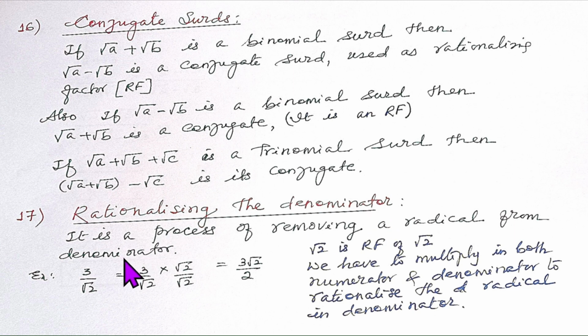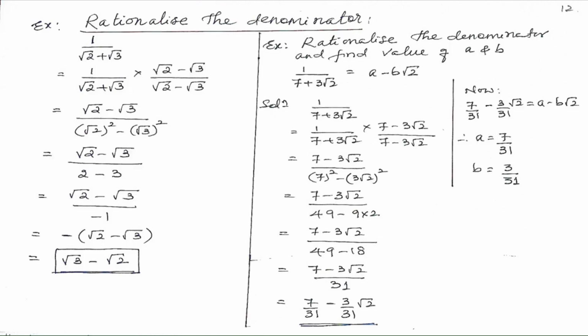Now rationalizing the denominator is a process of removing a radical from the denominator. For example, 3 by √2. √2 is an irrational number in the denominator. Now you have to eliminate it, so I have to rationalize it. To rationalize it, I have to multiply it by √2, but I cannot multiply only in the denominator, I have to also multiply in the numerator. So remember, rationalizing the denominator doesn't mean that we only multiply in the denominator, we have to multiply the same rationalizing factor in the numerator also, then only the value of the surd will not change. Remember that. So when I do that, I have converted √2 into 2, which is a rational number. So that is rationalizing the denominator.